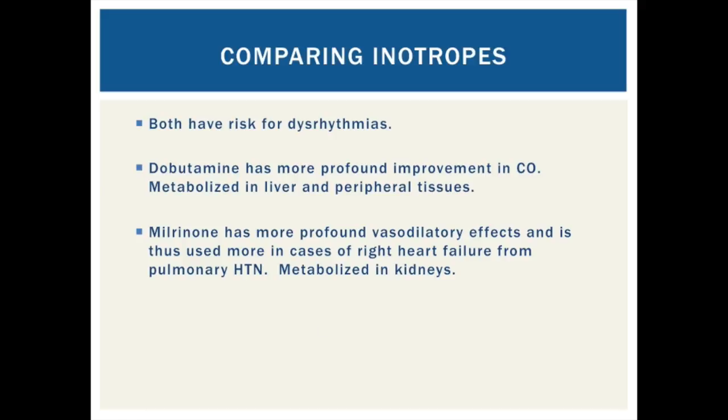So let's compare these two inotropes that we've just talked about. We've got milrinone and we've got dobutamine. Dobutamine has more profound improvement in cardiac output, and it's metabolized in the liver and peripheral tissues, whereas milrinone really has more profound vasodilatory effects, and thus it's used more for cases of right heart failure from pulmonary hypertension, and it's also metabolized in the kidneys.